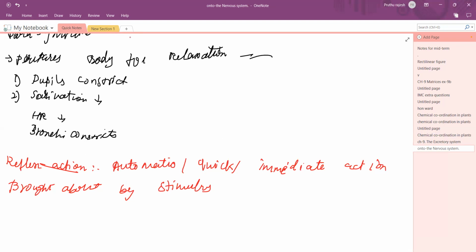Now, generally, reflexes are not sent to the brain, instead they are sent to the spinal cord, because the brain takes a longer time to send the message, and by that time you might burn your hand. So that is the reason it is not sent to the brain but to the spinal cord.